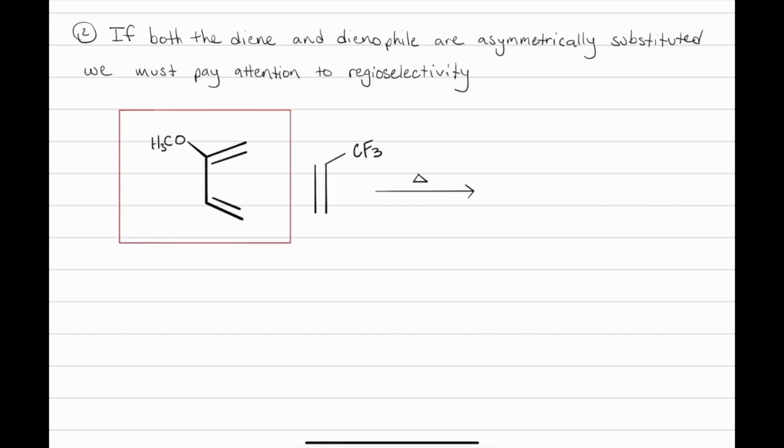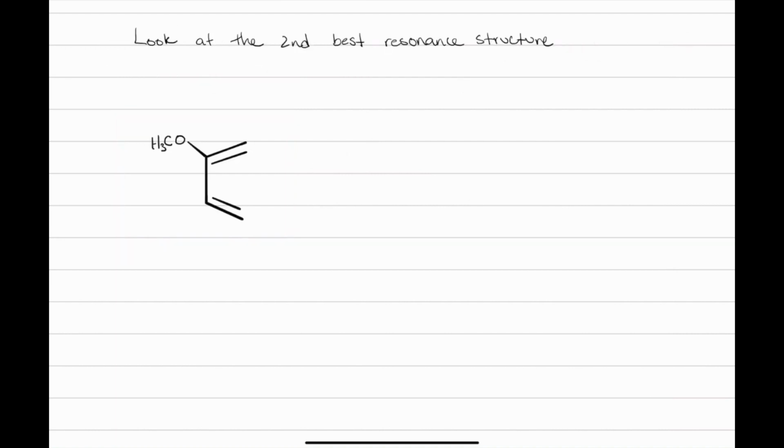Now let's look at the charge distribution on the diene by looking at the second best resonance structure. The first step to determining the second best resonance structure of our diene is to look at the possible resonance structures. Here I will separate out the possible resonance structures into two brackets, just for simplicity's sake and to ensure there's no confusion. One possibility is the lone pair from our oxygen donates its electrons.